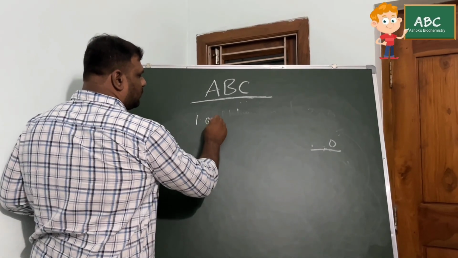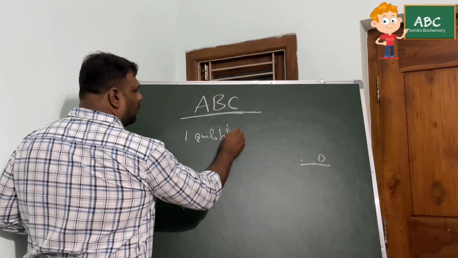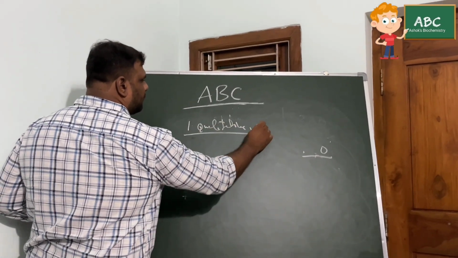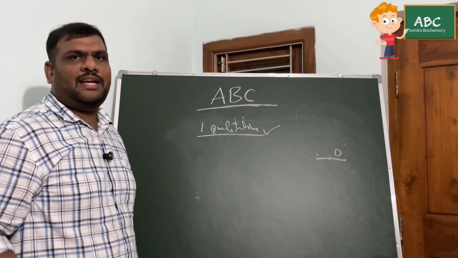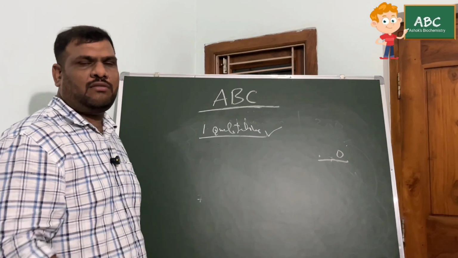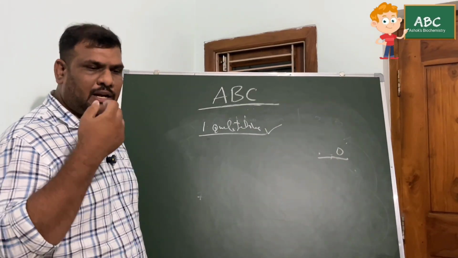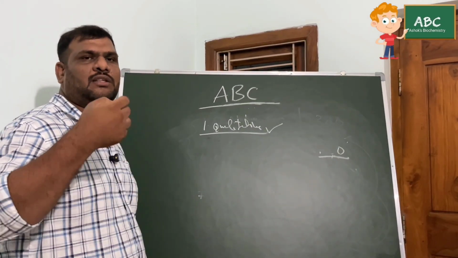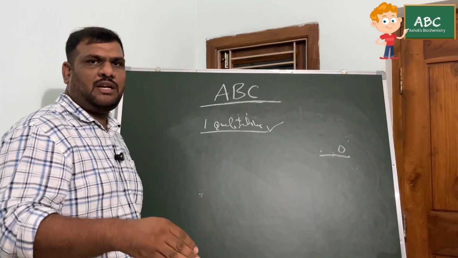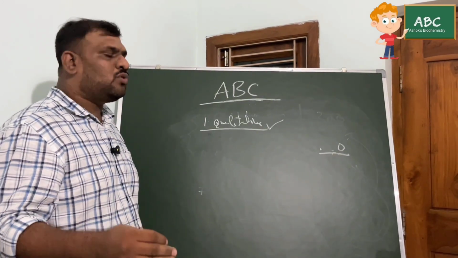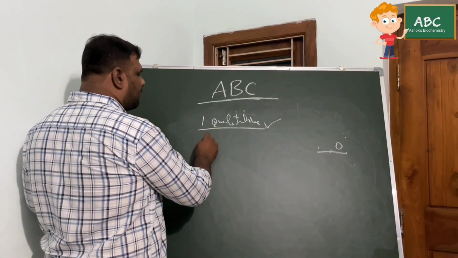Qualitative, so we should know first what is qualitative. You're checking the quality. That means either the presence is there in the sample or not, of a particular element or particular molecule or particular thing, whatever it is. If it is present, that means the quality is there. So the presence or the existence of the molecule.